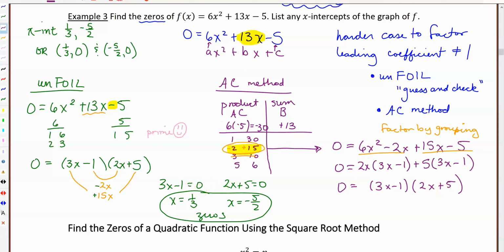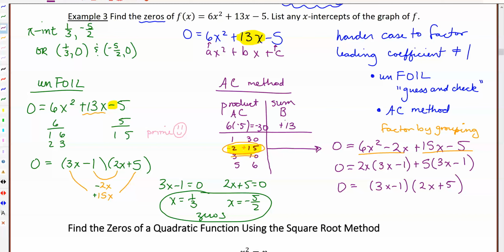So the AC method is a little bit more complicated. There's a little bit more involved because you've got this factor by grouping technique, but the AC method really shines if you have a polynomial that has a lot of factors that you would have to check using the unfoil technique, or if you think that the polynomial is prime, again it can't be factored, but you're not 100% certain. The AC method will tell you, because if you make this product sum chart and you can't find two numbers that hit your desired AC product and also hit your target sum, then you know that the polynomial is prime and you're going to have to solve the quadratic using other techniques.